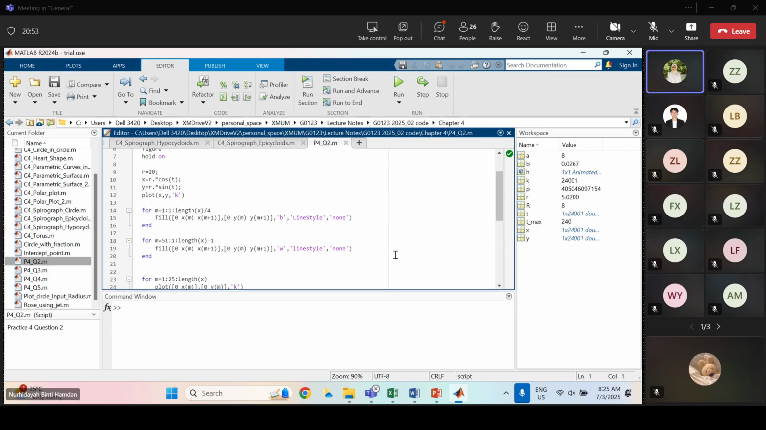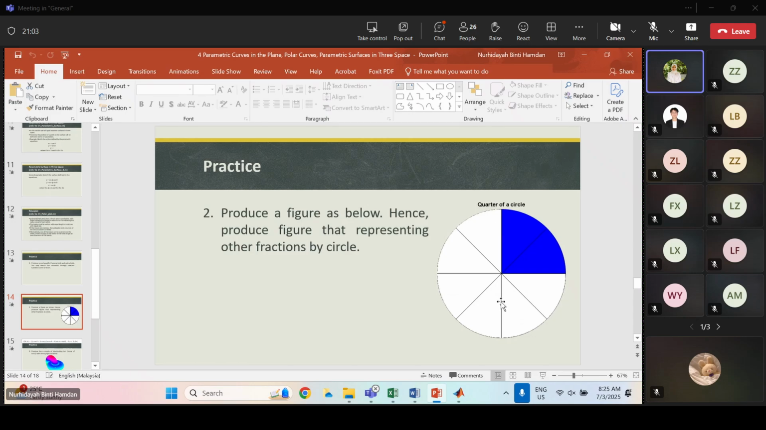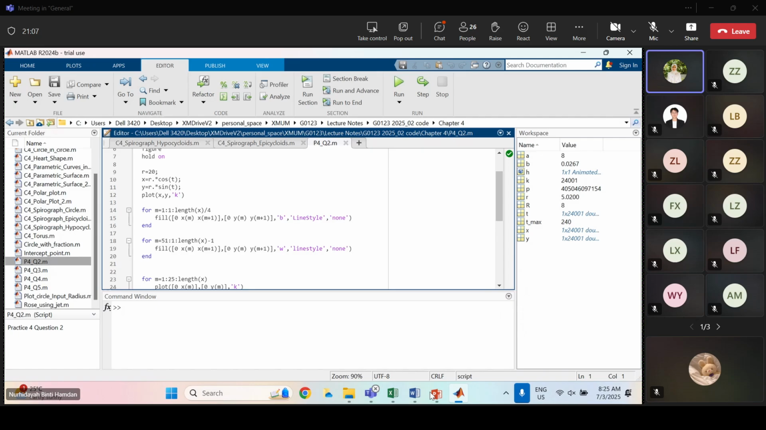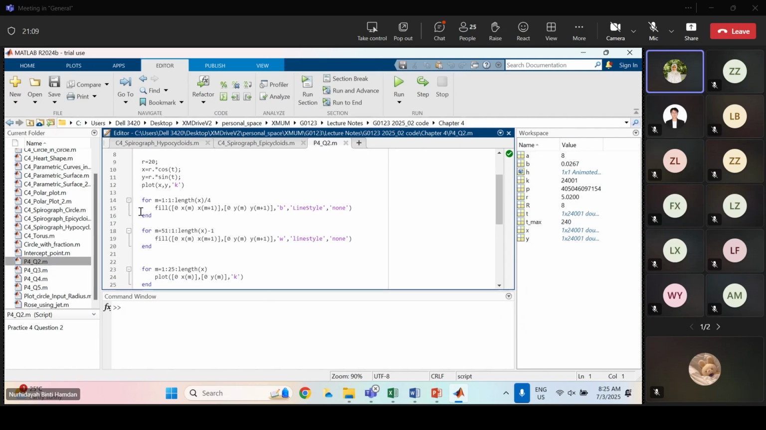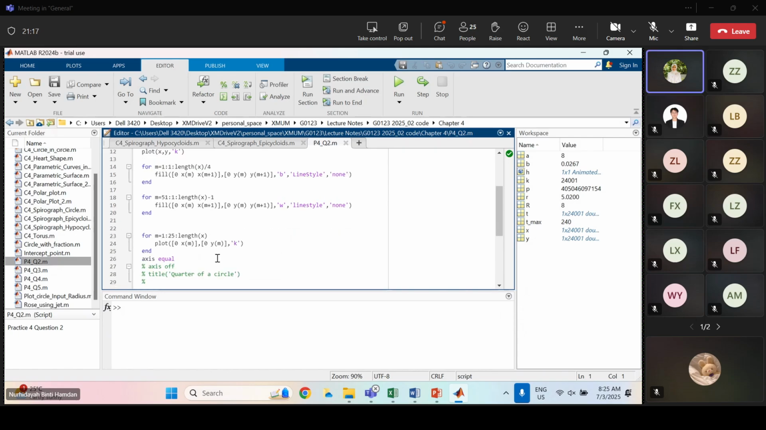After that, we want to fill it, because here you see we want to fill it with lines. So I use looping. I use blue color and the rest I use white color. And after that we do this. So let's run it.